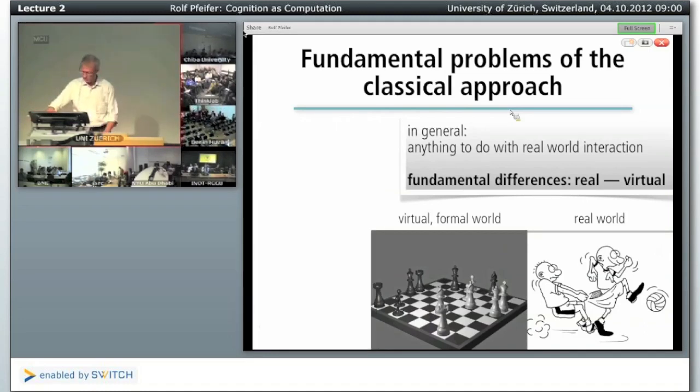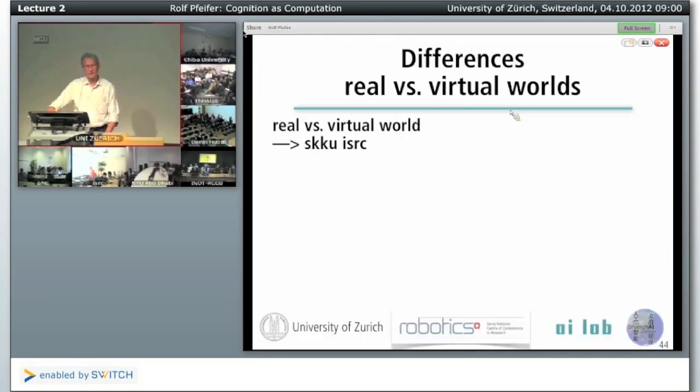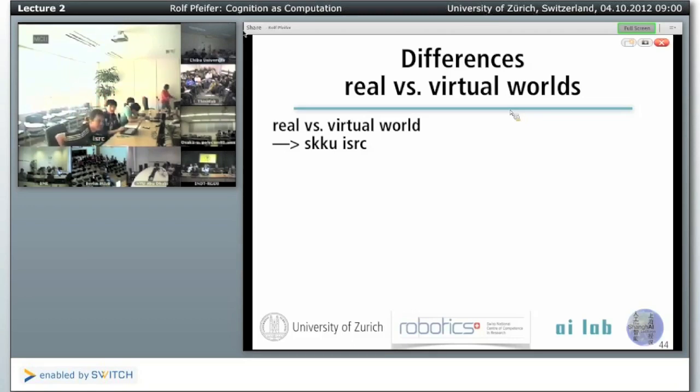Anything to do with real world interaction? So maybe we can switch to Seoul, to Korea, and you can give us some ideas on fundamental differences between the real world and a virtual world, like chess, for example. Yes? Yes, we can hear you. Okay. I think again, the problem is perception. Of course, the virtual world is trying to imitate the real world, but maybe it is not up to that standard yet.